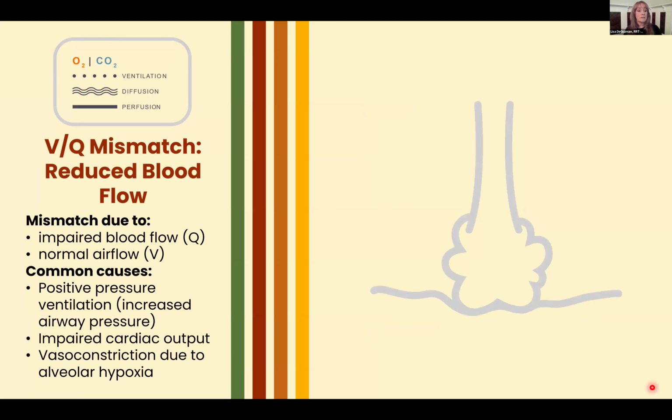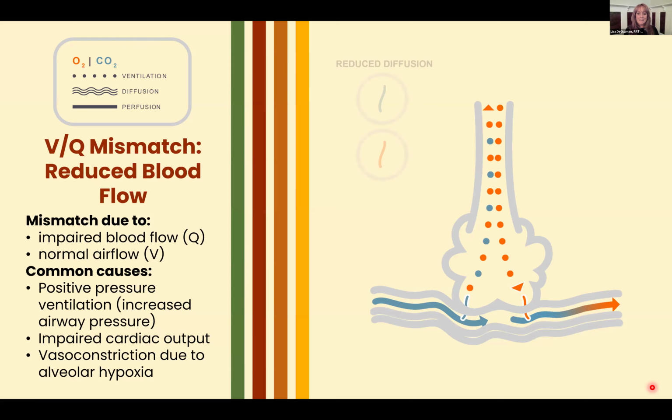Another VQ mismatch is where we have impaired blood flow, but we're breathing normally. So maybe it's a patient with no upper airway obstructions, nothing going on respiratory wise, but they do have some impaired blood flow. This can sometimes be caused by too much pressure with positive pressure ventilation. If a patient has cardiac output issues, even vasoconstriction due to hypoxemia, when everything kind of pulls in to protect the vital organs. So here we see oxygen's coming in.